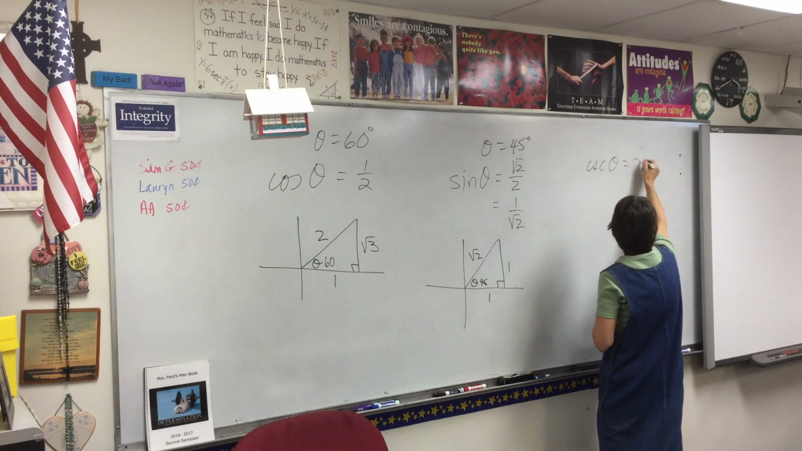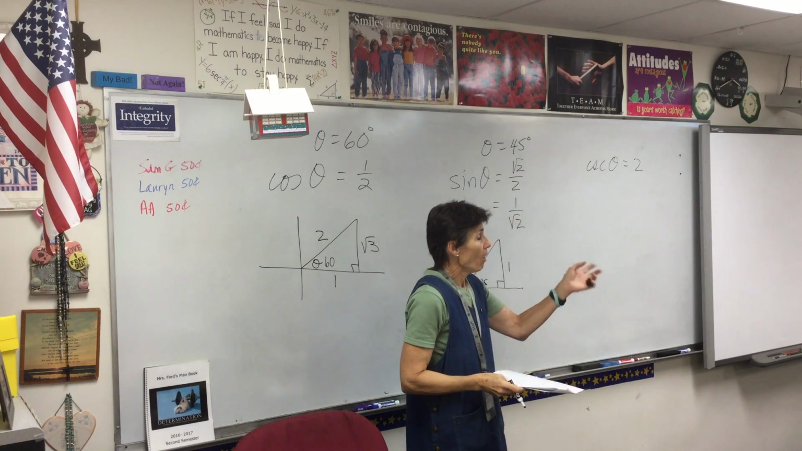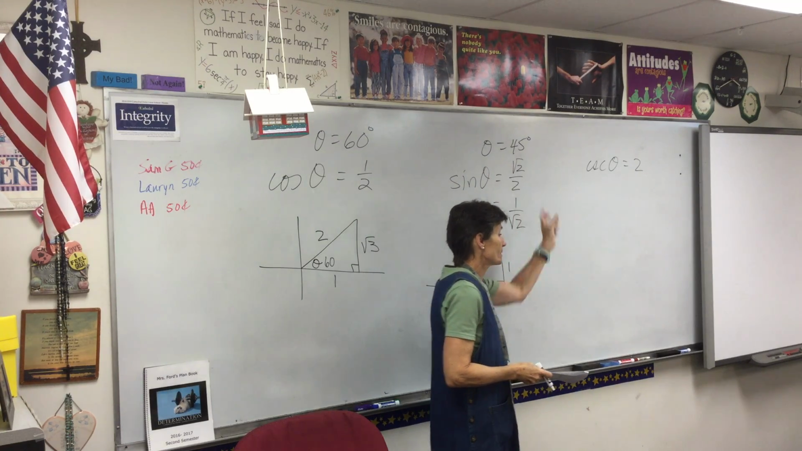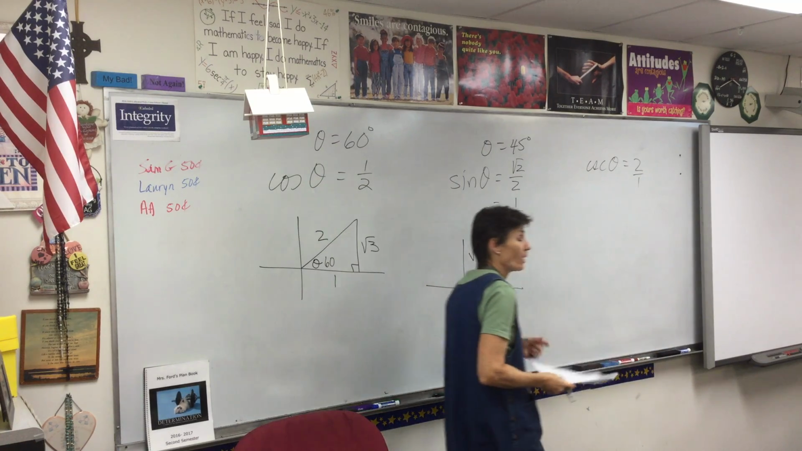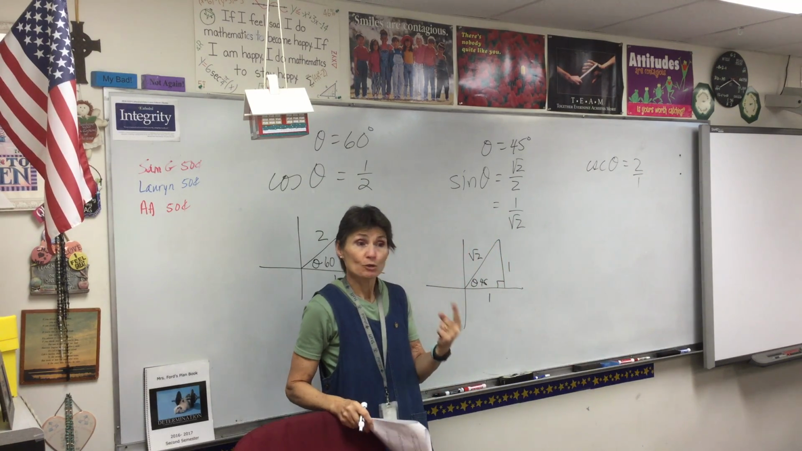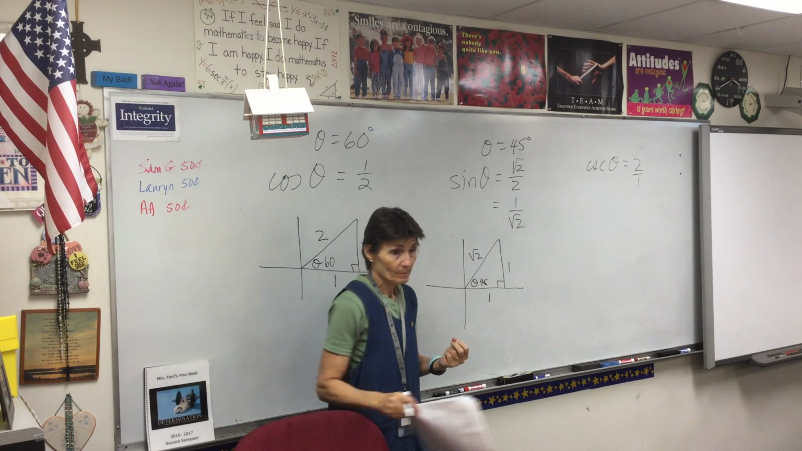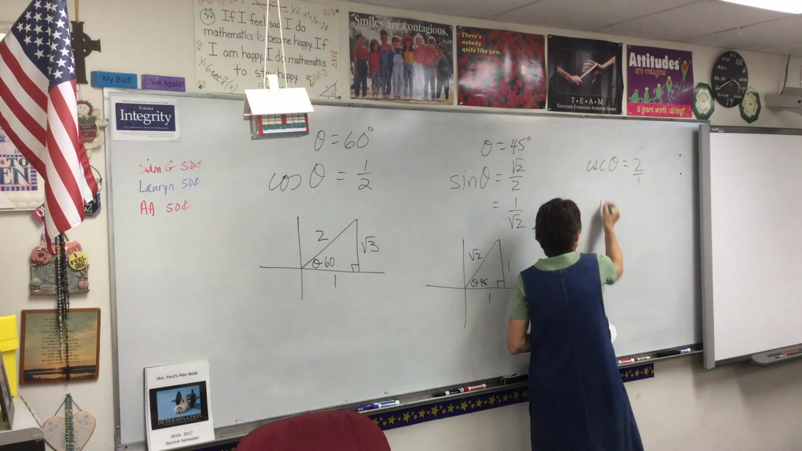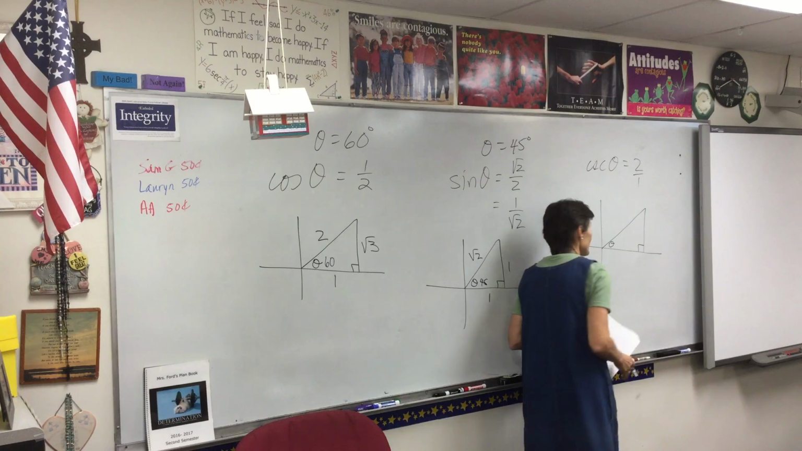Cosecant equals 2. Now remember, all the functions, sine, cosine, tangent, secant, cosecant, cotangent, are all fractions. So think of 2. I know it says 2, but it's 2 over 1. It's a fraction. So in this picture, something is 2 and something is 1.